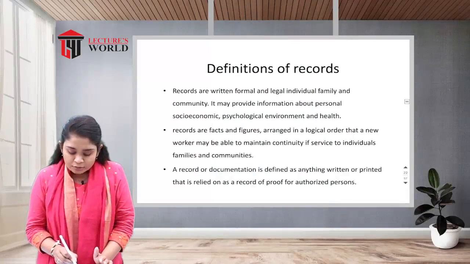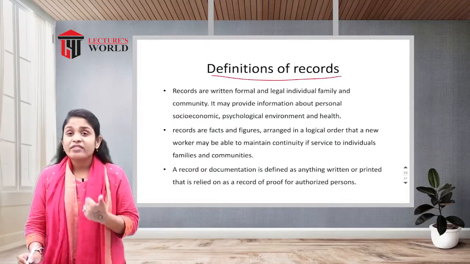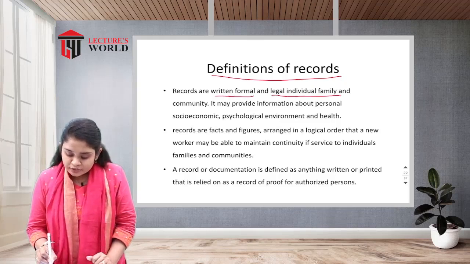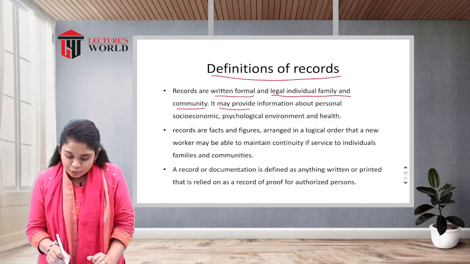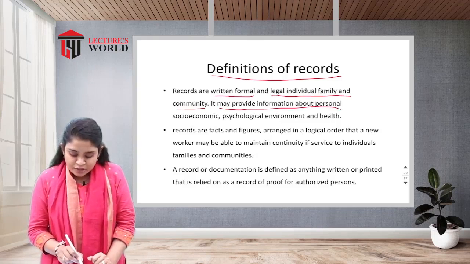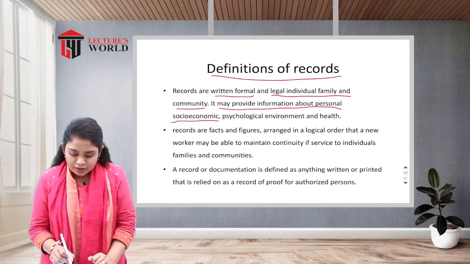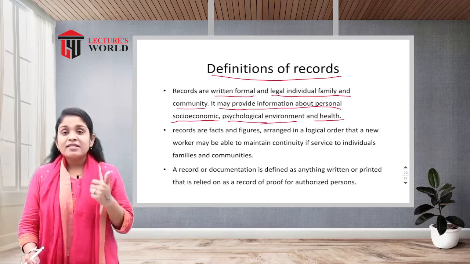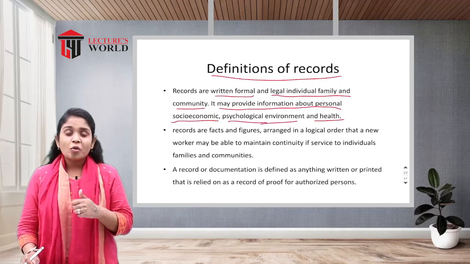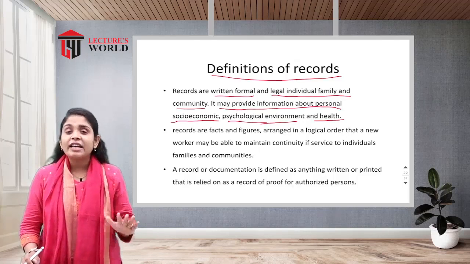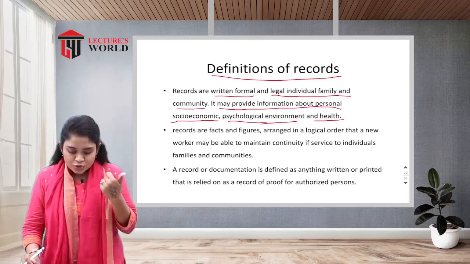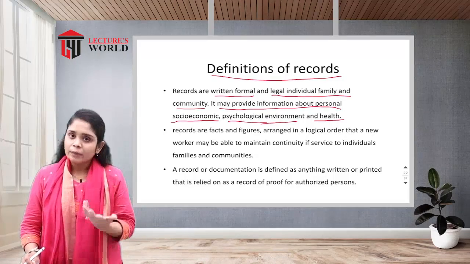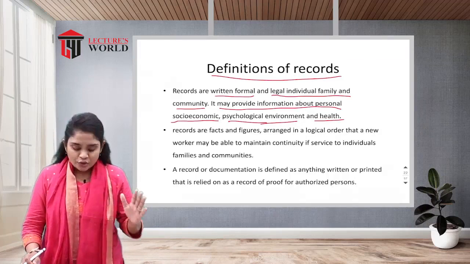Now we will talk about the definition of records. What is the definition of a record? Records are written, formal, legal documents of the individual, family and the community. They may provide information about the personal, socio-economic, psychological environment and the health. So a record is a written format in which they write every detail about the patient. It can be socio-economic, psychological environment, and the overall health of the person. So that is one definition of the record.